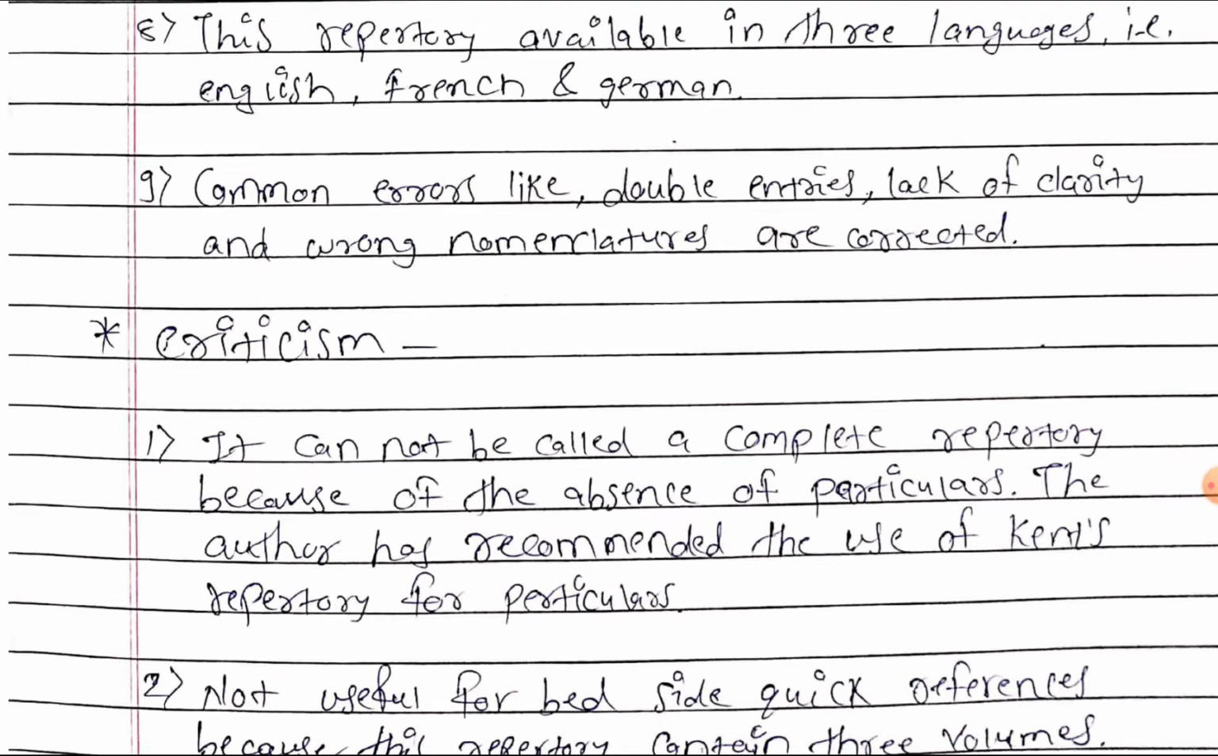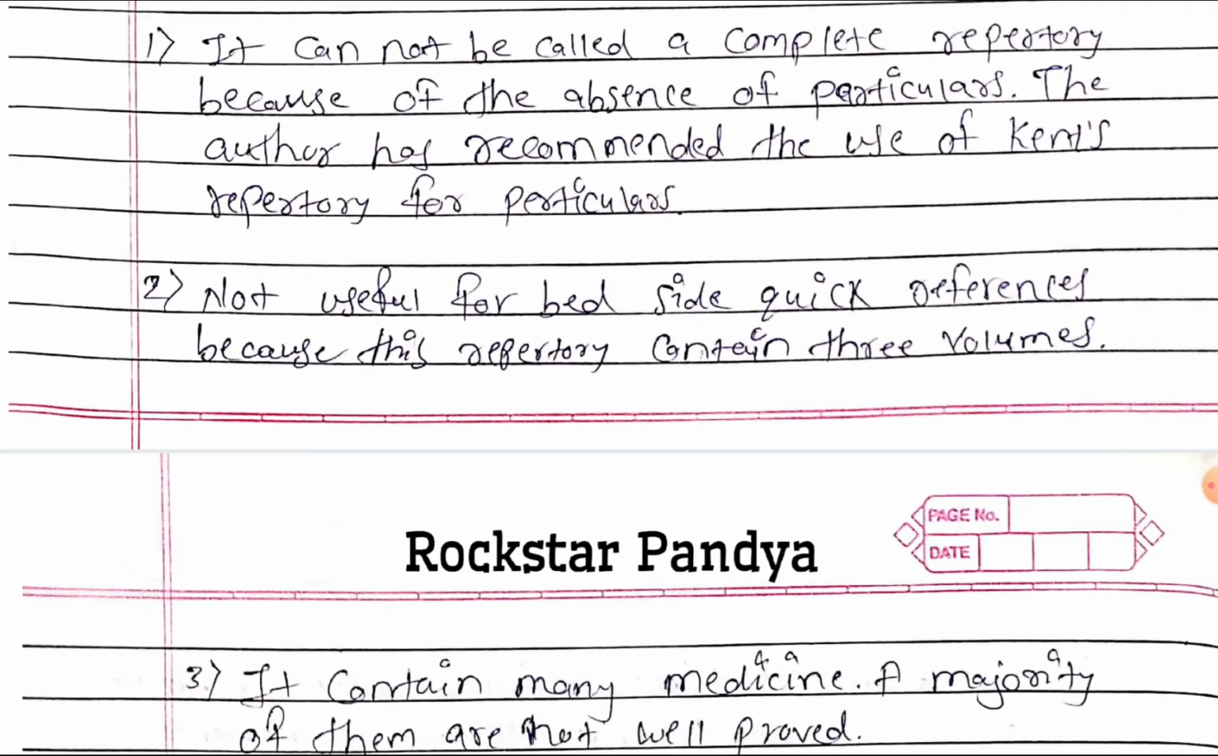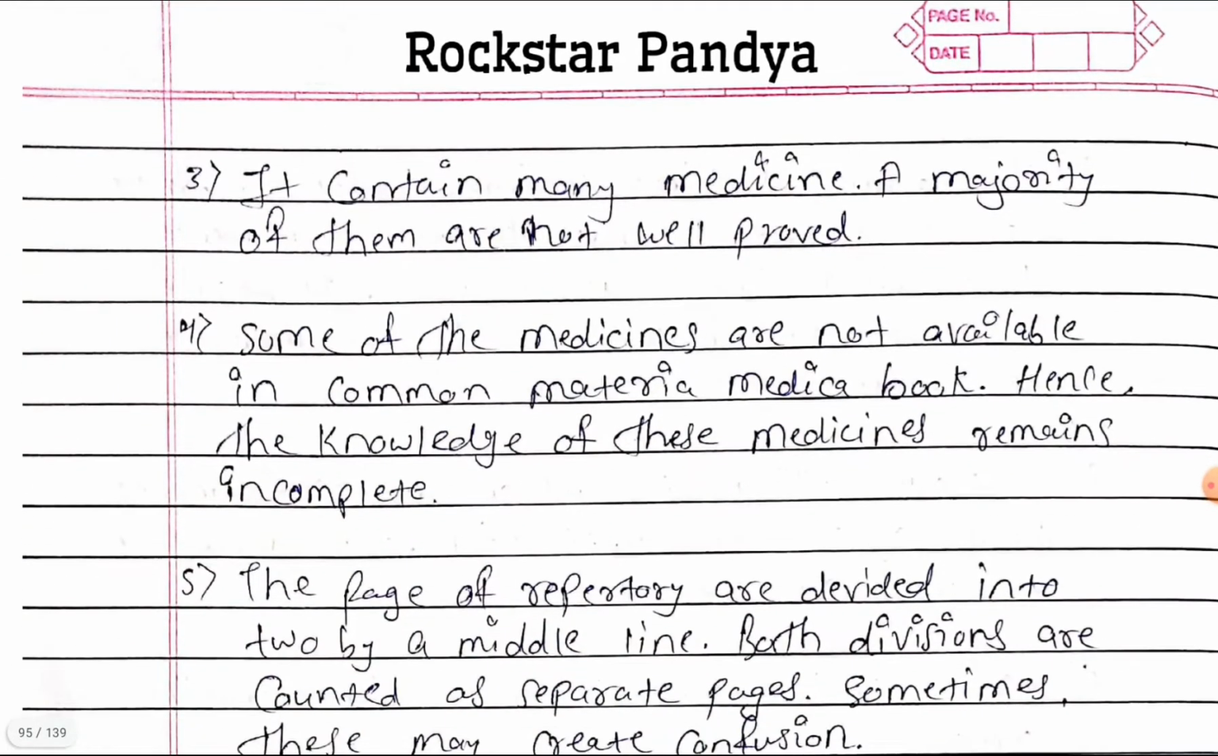Criticism. It cannot be called a complete repertory because of the absence of particulars. The author has recommended the use of Kent's repertory for particulars. Not useful for bedside quick references because this repertory contains 3 volumes. It contains many medicines, a majority of them are not well proved. Some of the remedies are not available in common Materia Medica books. Hence, the knowledge of these medicines remains incomplete.